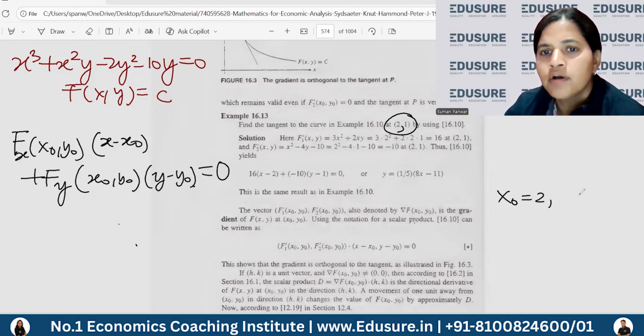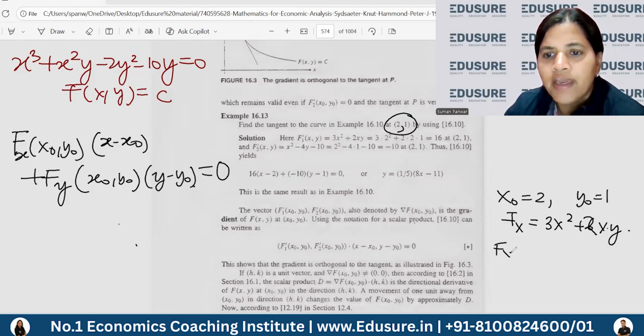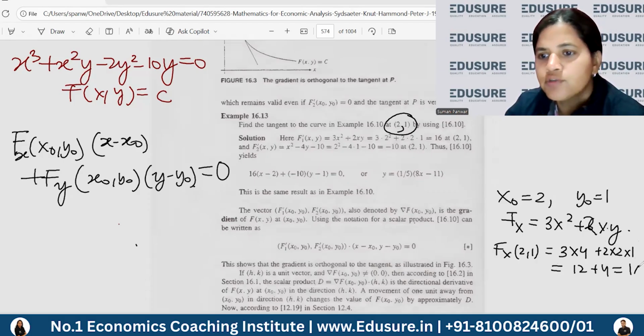So x naught is 2, y naught is 1. Fx, the first derivative, will be 3x squared plus 2xy. So fx at (2, 1) will be 3 into 4 plus 2 into 2 into 1, which is 12 plus 4, equals 16.